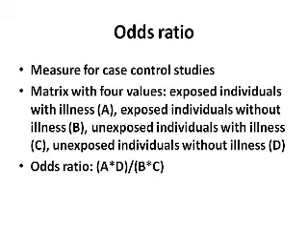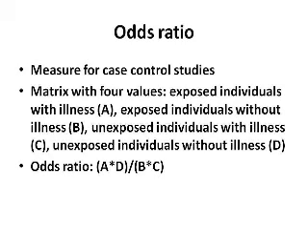So in this case, the disease would be lung cancer and the risk factor would be smoking. The odds ratio is a measure for case-control studies. The way this usually works is that we create a matrix and we calculate it with exposed individuals with illness, so in this case it would be A. We would consider the exposed individuals without the illness, unexposed individuals with illness, and unexposed individuals without illness, and we would assign them A, B, C, or D in each case.